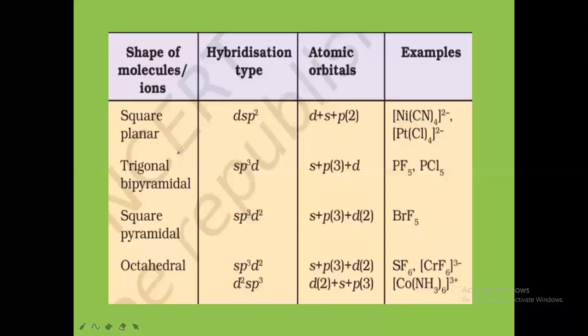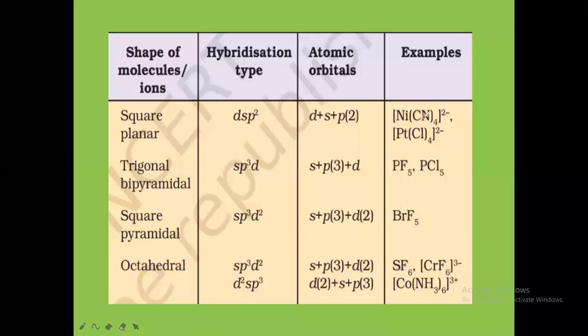And we have different types of molecular shapes: square planar, trigonal bipyramidal, square pyramidal, octahedral, like this. Now, square planar will take which type of hybridization? dsp2. In this dsp2, 1 d orbital, 1 s orbital, and 2 p orbitals will be intermixing. And what are examples of this type of hybridization?